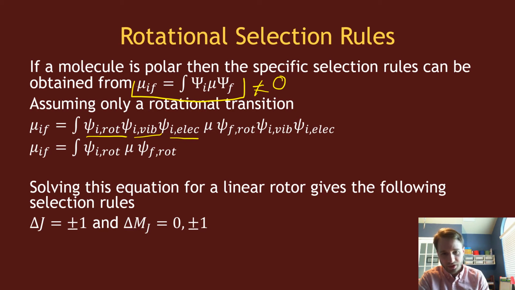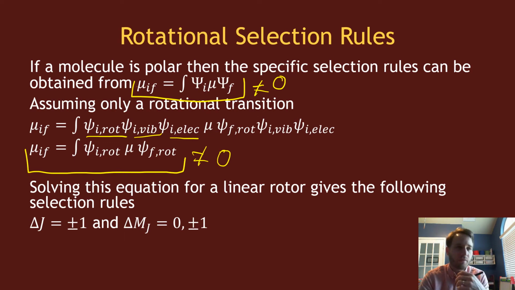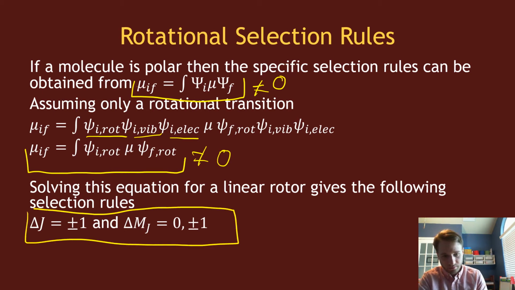We're assuming that this transition dipole is only interacting with the rotational part for the sake of rotational spectra. So the electronic and vibrational wave functions integrate out as one because they're normalized. So I'm just curious about this integral not equaling 0. Now, given the functional forms of the rotational wave functions, the spherical harmonics, and what the transition dipole moment operator looks like, you can work out mathematically that the selection rules reduce down to this here.